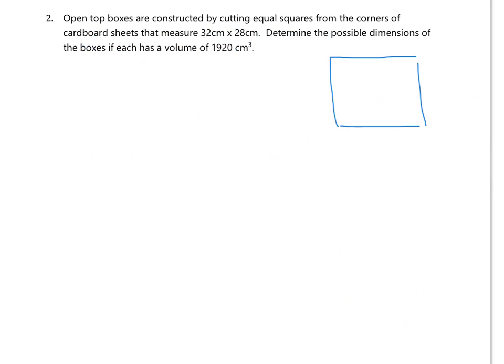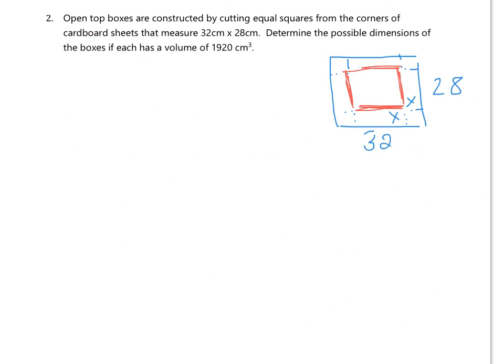So we have our cardboard sheet that's, of course, 32 by 28. And we cut the little squares out. We call that dimension of those squares x all around, and that gives us the dimensions of our box, right? This line right here would be one of the base lengths of our box, and this one, and this one, and this one, okay? And the height of our box would be x if you can picture folding those up.